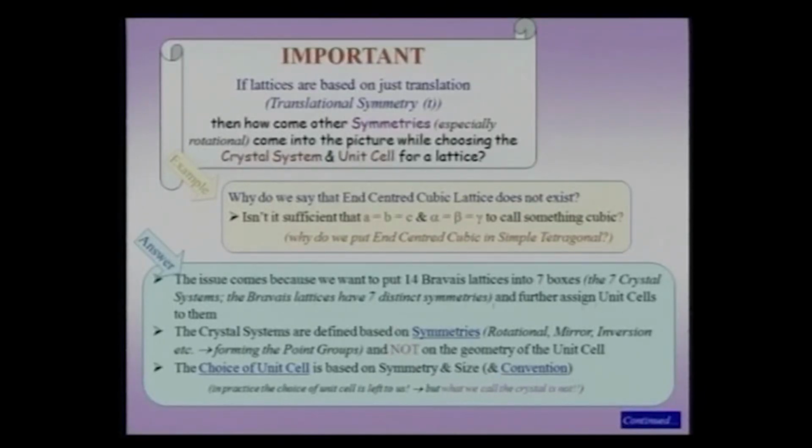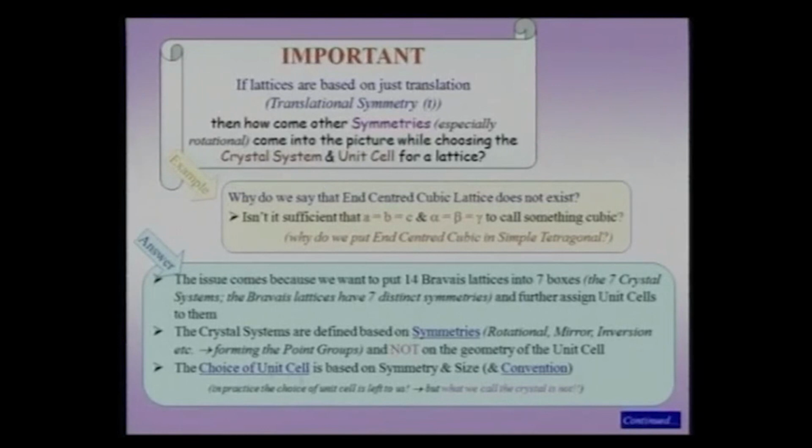and further assign unit cells to them. So not only do we want to put these 14 Bravais lattices into 7 boxes, but we want to assign unit cells to them as well. The crystal systems are defined based on symmetries, and these are rotational, mirror, inversion, etc., which we had considered at the beginning of this course, which go on to form the point group, and not on the geometry of the unit cell. On the other hand, the choice of the unit cell is based on symmetry and size, and also some amount of convention wherever symmetry and size fail to resolve the issue.